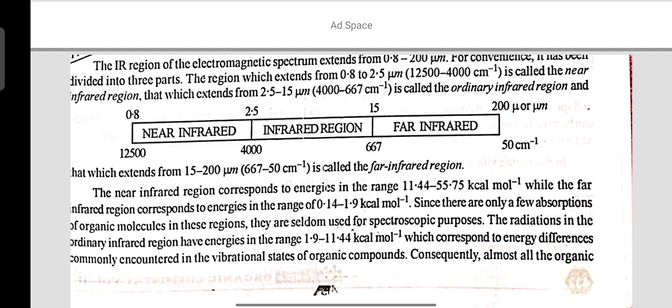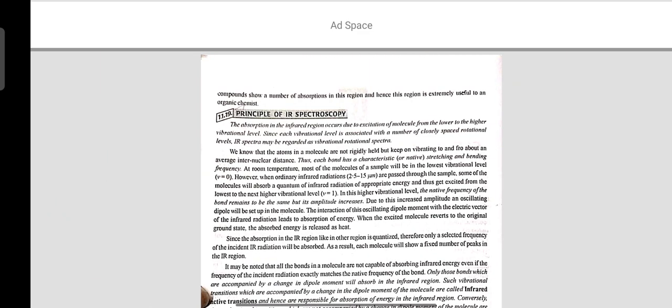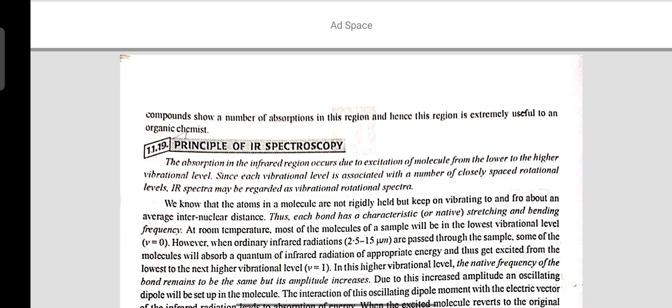The radiation in the ordinary infrared region has energies in the range 1.9 to 11.44 kilocalorie per mole, which corresponds to energy differences commonly encountered in the vibration states of organic compounds. Consequently, almost all the organic compounds show a number of absorptions in this region, and hence this region is extremely useful to an organic chemist.